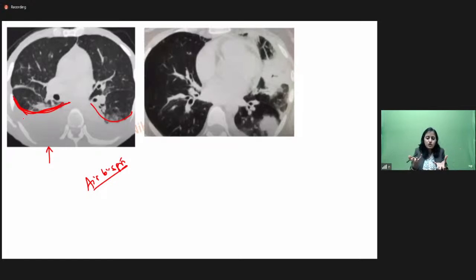The fluid is going in the dependent part. This is the posterior part. You can see the vertebra. Dependent because the CT scan is done in the supine position. So the posterior part becomes the dependent part, and that is where the fluid accumulates. So pleural effusion is not likely. It's an atypical or rare finding in your COVID patient.